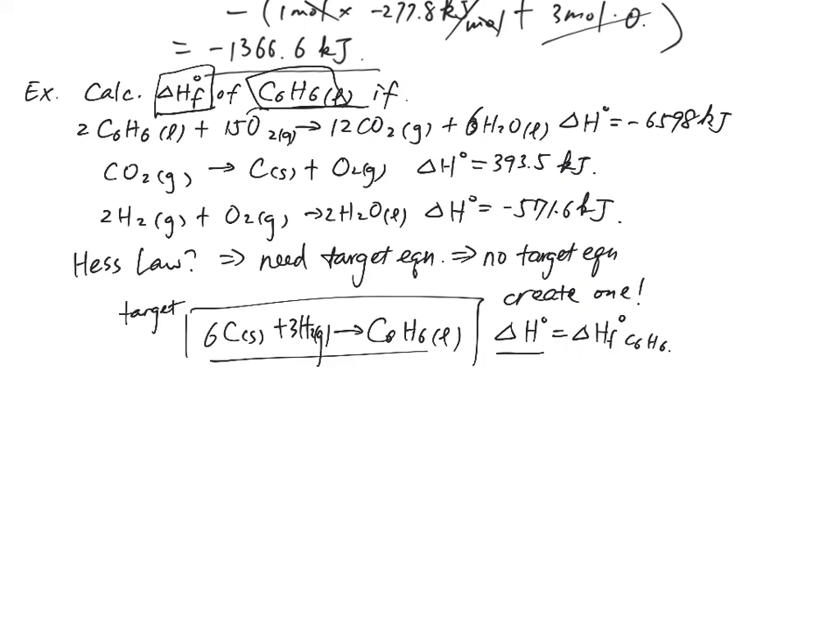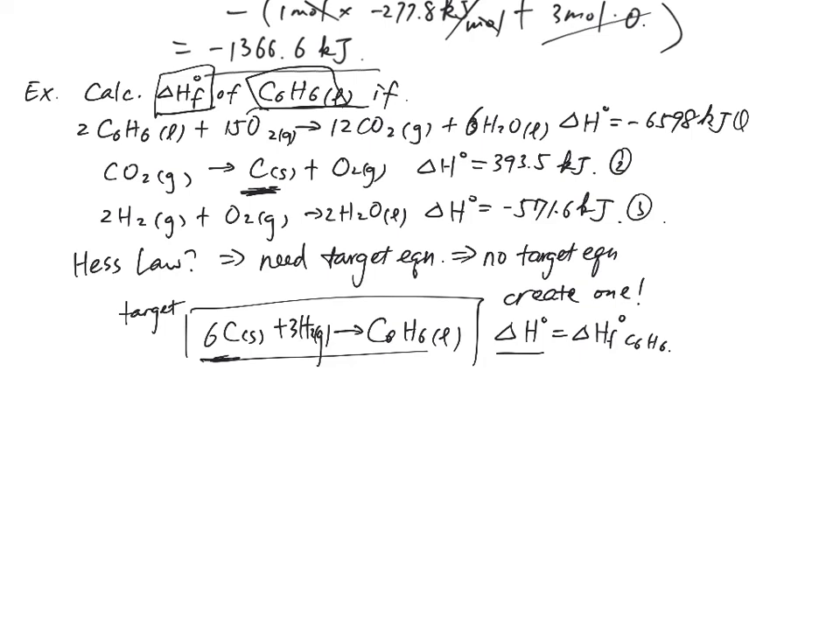I have known equations 1, 2, and 3. Now let me see what I can do, because now this is a Hess's law problem. Okay, so first, carbon. Do I see carbon in here? Oh, carbon here is on the product side, and I want it on the reactant side. Carbon also has coefficient 1. I want the coefficient to be 6.